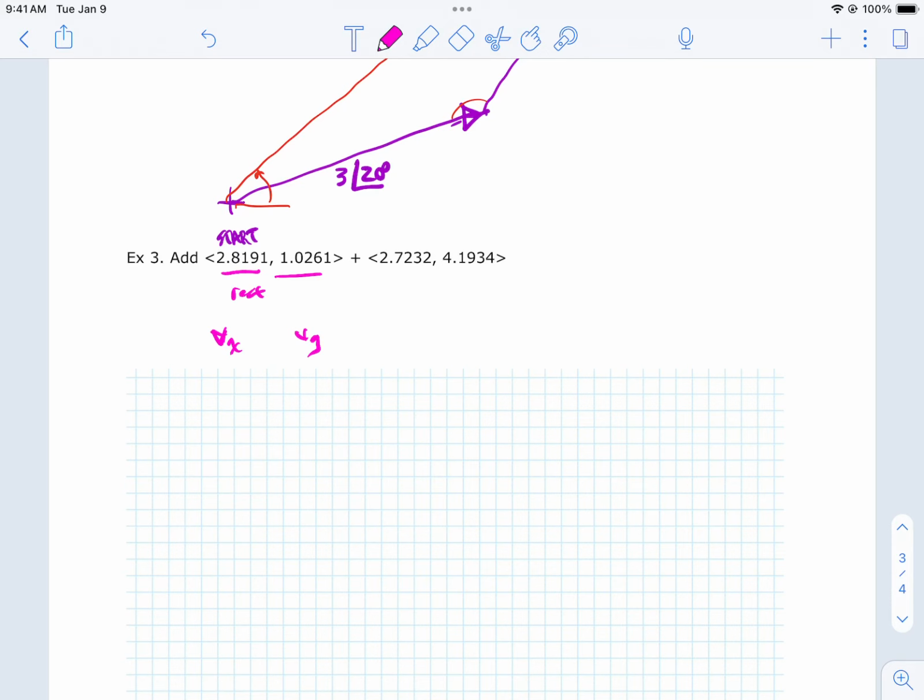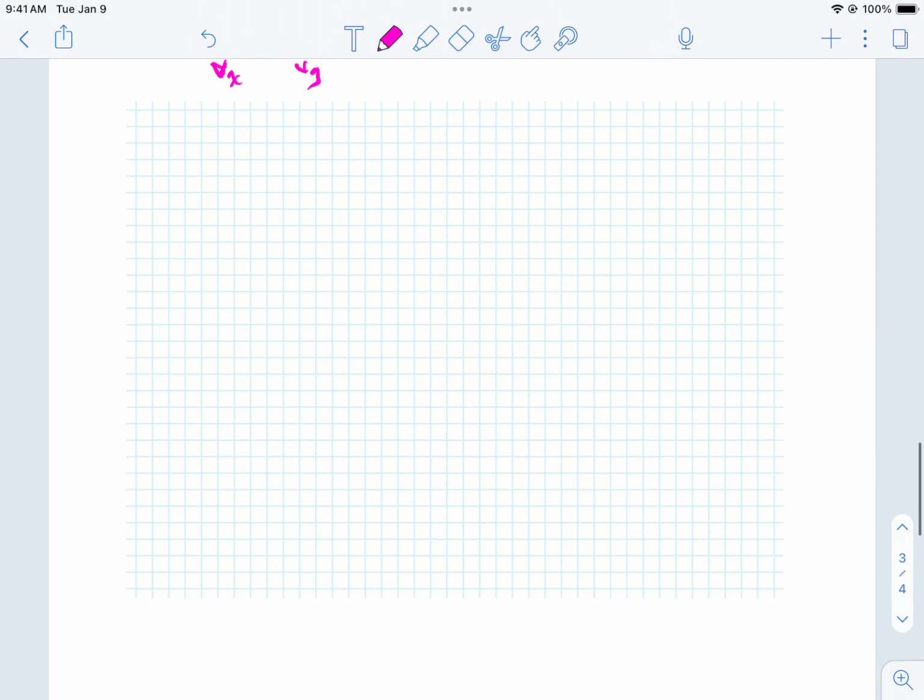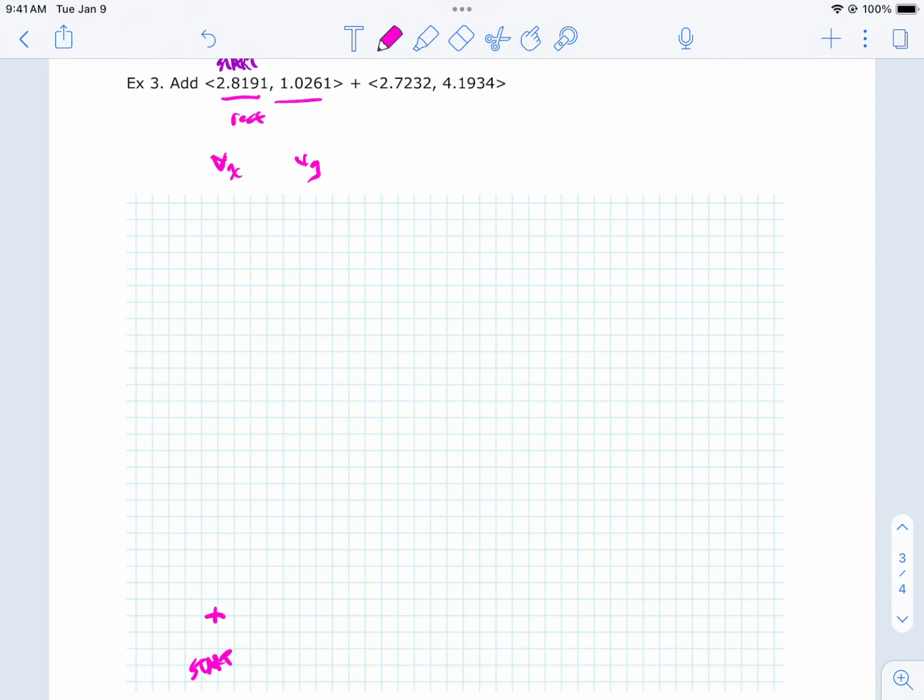You're going to draw your two vectors. First, you draw one vector. Pick a starting point. I'm going to pick right there for my starting point. Now, the first vector has a length of 2.8191. So I'm going to say that's 0.2, 0.4, 0.6, 0.8, 1, 2, 2.8, yeah, somewhere around here. So the first vector is something just about like that. It's going to be a little bit approximate, of course. That's the first vector.